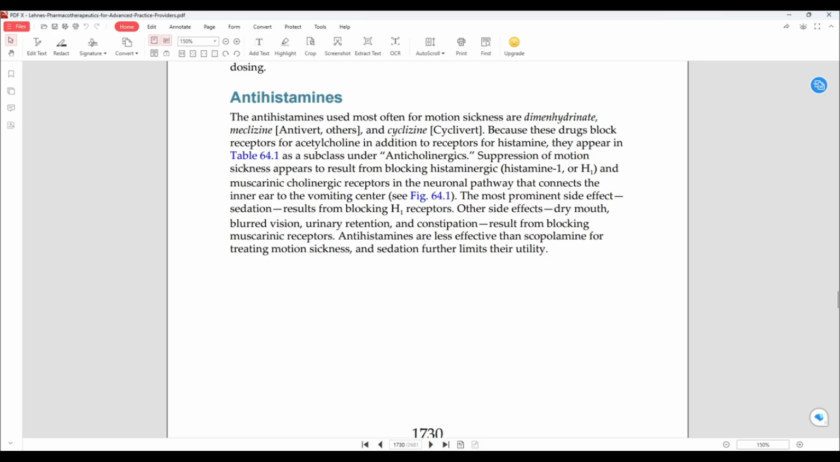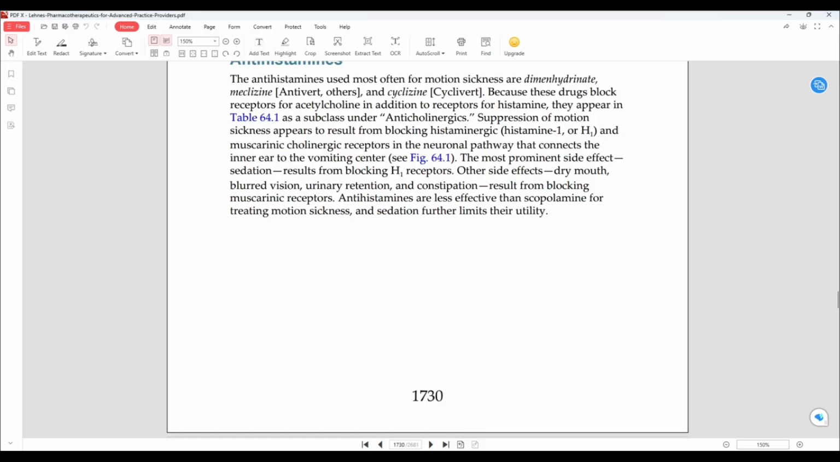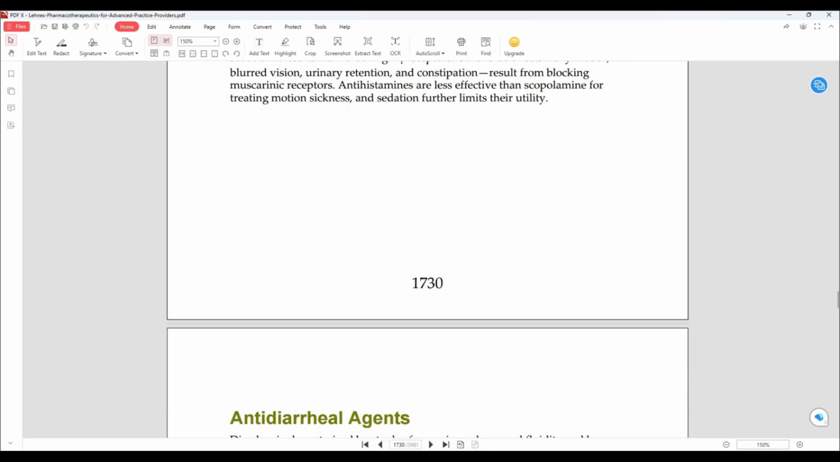The most prominent side effect is sedation, resulting from blocking the H1 receptor. Other side effects include dry mouth, blurred vision, urinary retention, and constipation, which result from the blocking of muscarinic receptors. Antihistamines are less effective than scopolamine for treating motion sickness, and sedation further limits their utility.